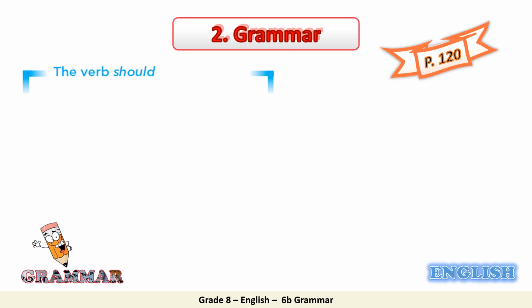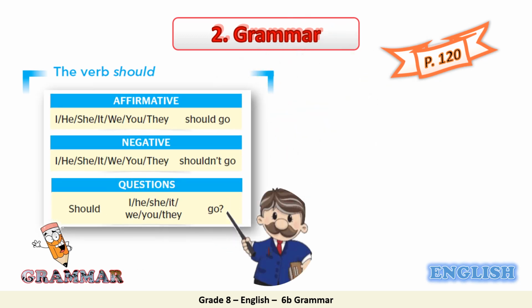Now please open your student's book, page 120, and let's have a look at the grammar reference. Let me remind you, dear students, that to form affirmative sentences, we begin with the subject plus should plus the base form of the verb. I should go, for example.